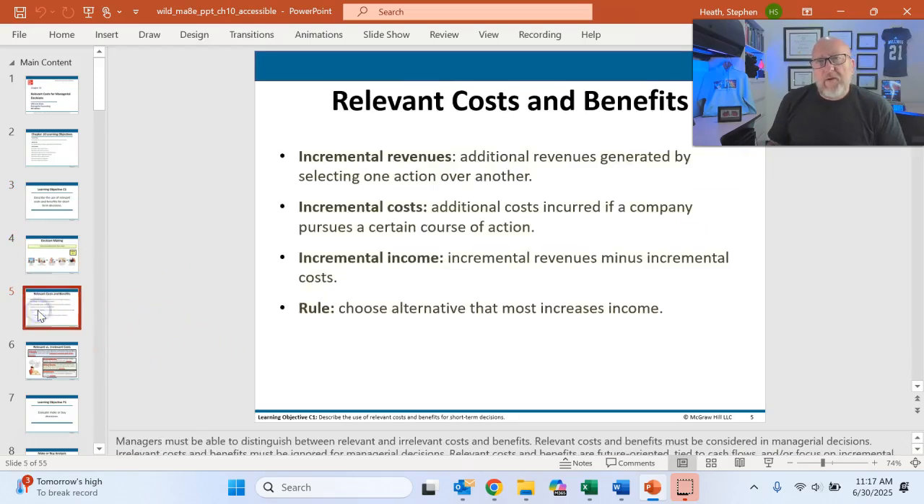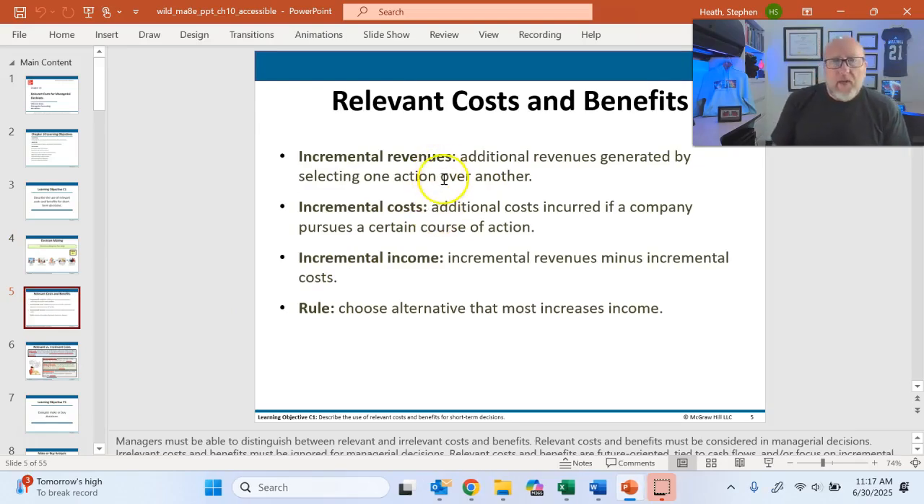So, describe the use of relevant costs and benefits for short-term decisions. I like this slide. In general, when we're trying to make decisions, we really only want to think about the baseline, and then if I make a particular decision, what additional revenue am I going to make, what are the additional costs that I'm going to incur, and therefore, what's the incremental income?